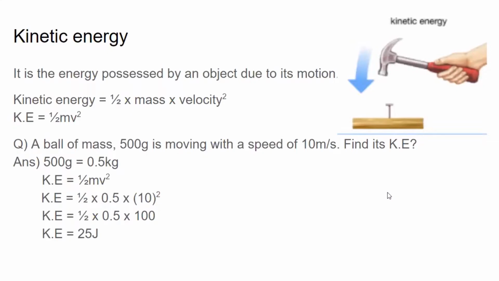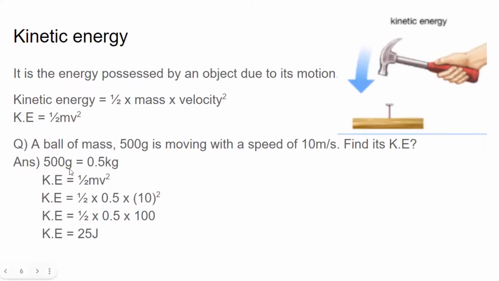So as we said before, kinetic energy is the energy possessed by an object due to its motion. Its formula is half times mass times velocity squared. So for example, we have a ball with the mass 500 grams and it's moving with a speed of 10 meters per second, and we have to find its kinetic energy.